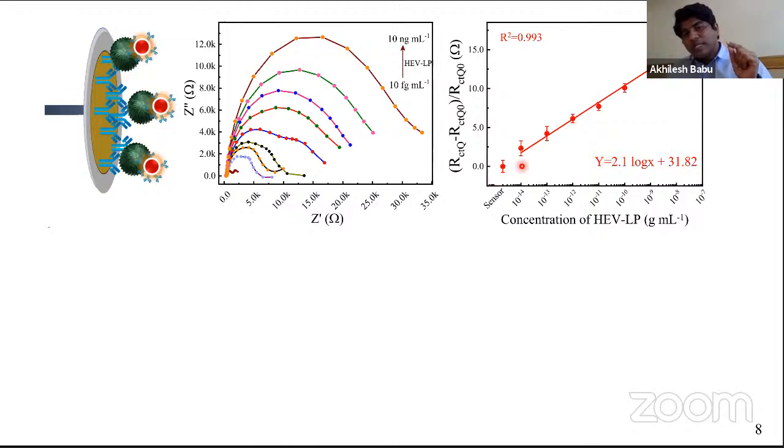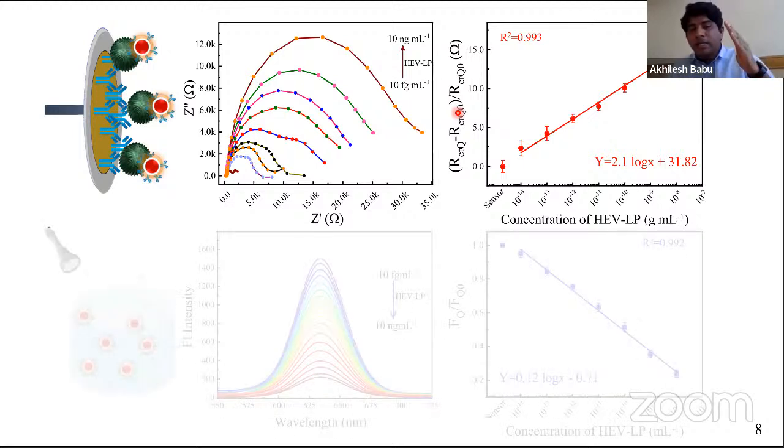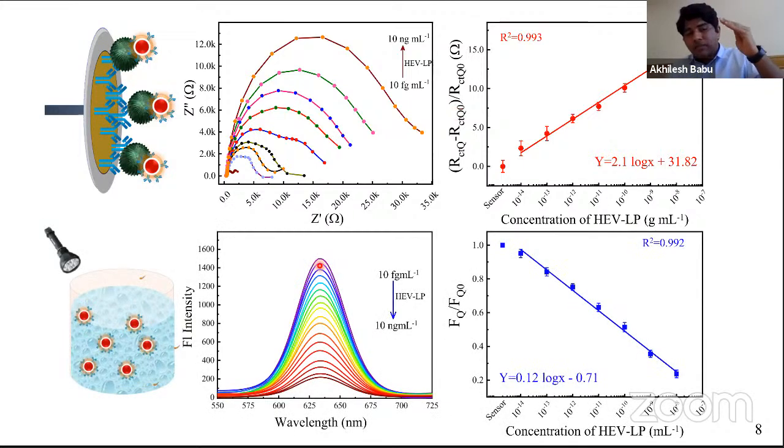For which we can get a beautiful calibration curve using the concentration of virus-like particles and the change in the charge transfer resistance. This is using one modality. Similarly, when the virus concentration increases, the fluorescence of the remaining solution continuously decreases, through which we could establish a second calibration curve. So using this single method, we could get two different signals.